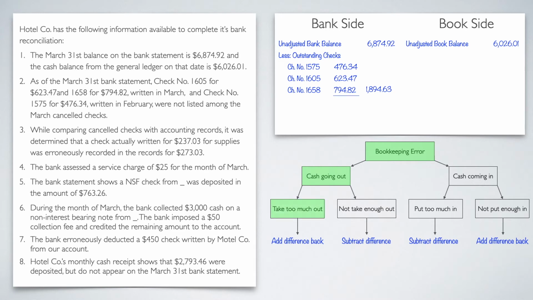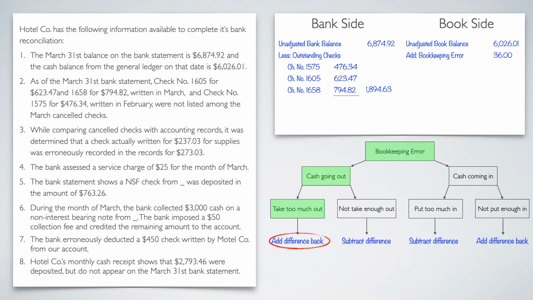So if we took too much out, what do we need to do? We need to add back the difference. And because the bank got it correct, because they got the right check, we need to do this to the book side. So we will say add booking error. And if you subtract the two numbers, 237.03 minus 273.03, you'll get $36. And that's how you do bookkeeping errors.